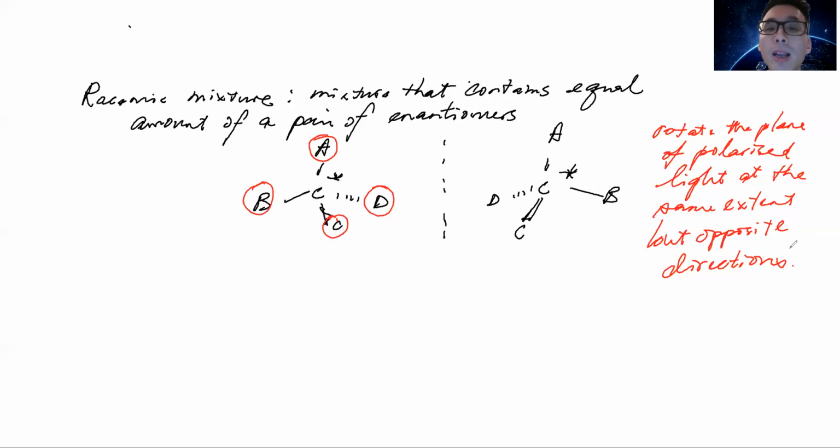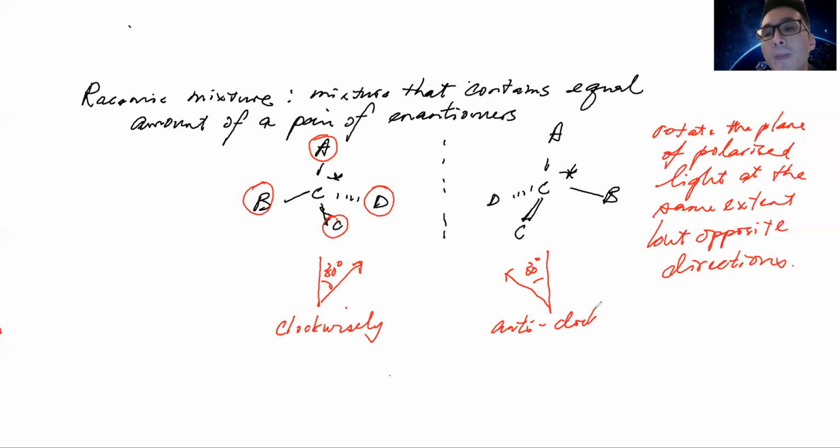Now, an enantiomer and its mirror image, they are a pair of enantiomers, right? And then they can rotate the plane of polarized light to the same extent in opposite directions. For example, this one can rotate the plane of polarized light by 30 degrees. And this one can rotate the plane of polarized light by 30 degrees as well, except the left one is clockwise. It rotates the plane of polarized light clockwise, but this one is anti-clockwise, okay?